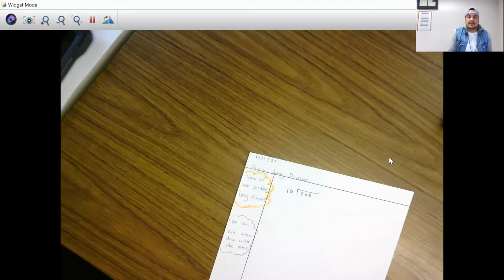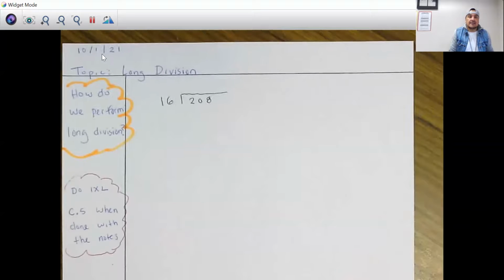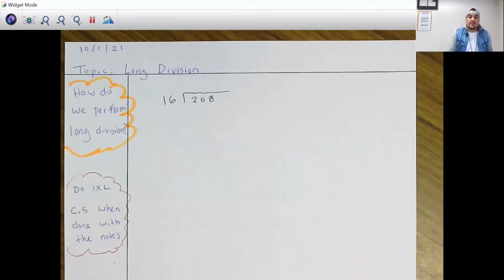Okay, so let me share my screen so you can get some writing down. All right, there it is. So here is our paper that we need. So make sure you have your notebook out. Today is the first, 10-1-21. And the question for today is, how do we perform long division, right?